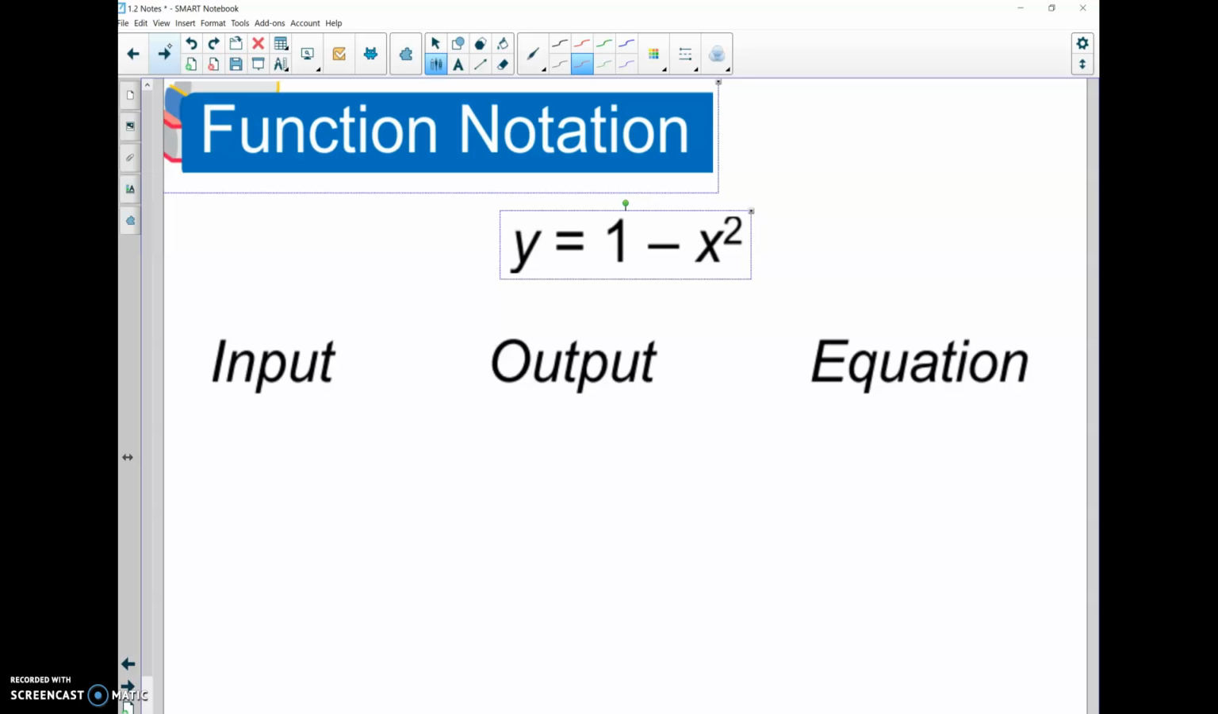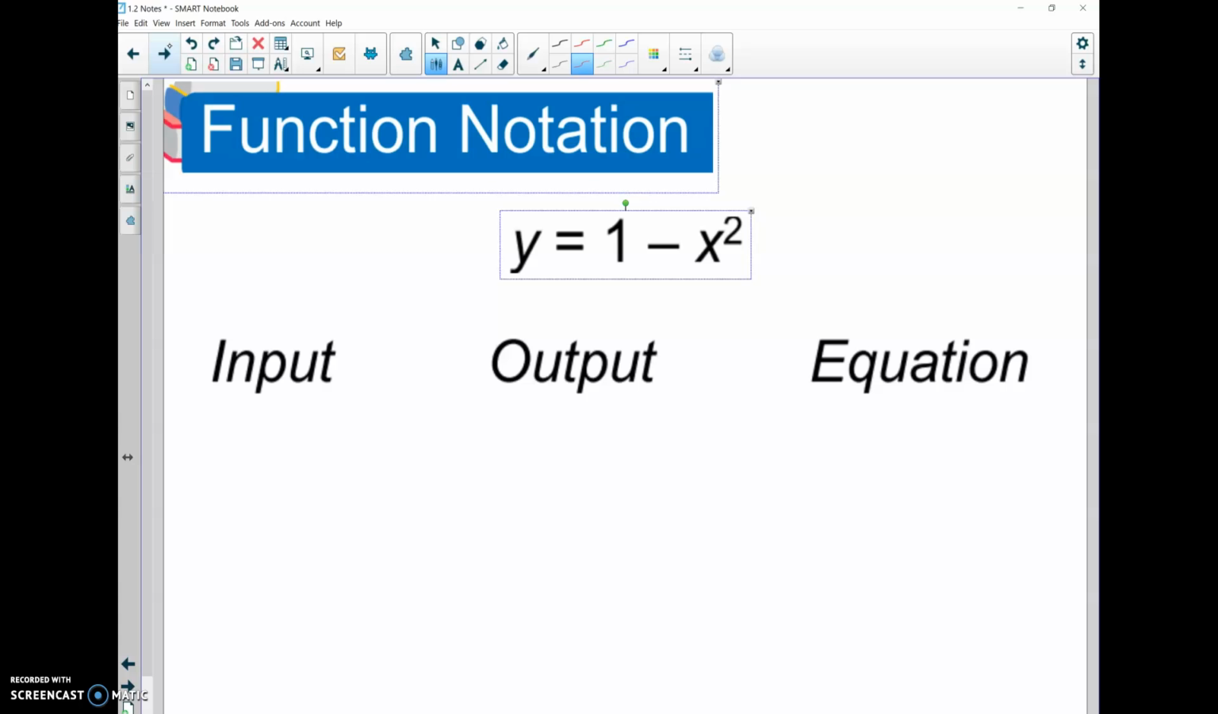That's still the case. However, in math analysis and in later classes in calculus, what's going to happen is you might be dealing with multiple functions at a time. So instead of making every single one of them y, there is a new notation that allows you to name each function separately. So looking at our equation up top here, y equals 1 minus x squared.